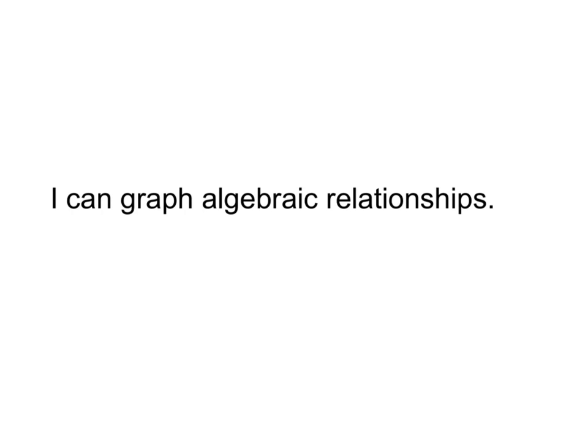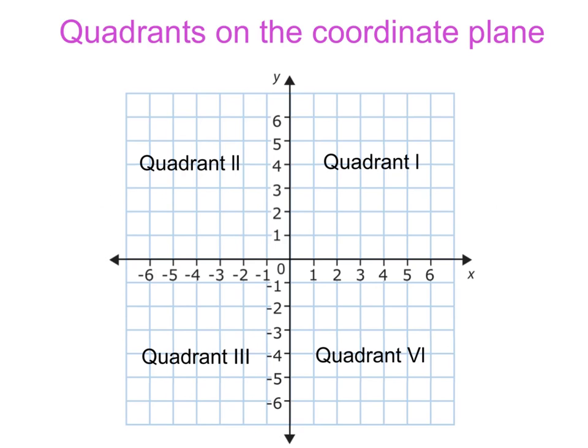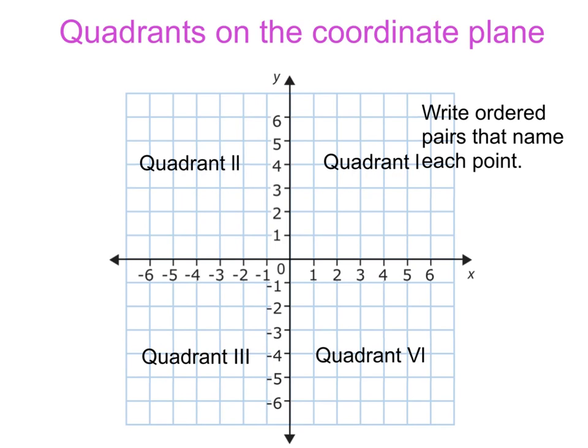Learning target: I can graph algebraic relationships. Now there are 4 quadrants, and remember quad means 4, so there are 4 quadrants on any coordinate plane.